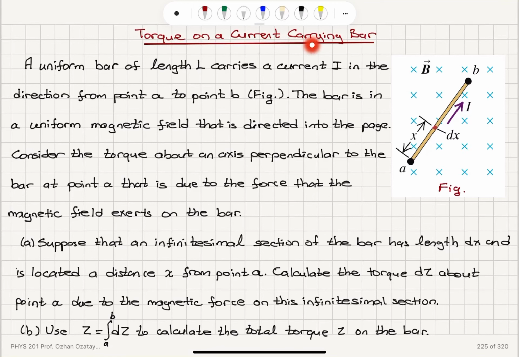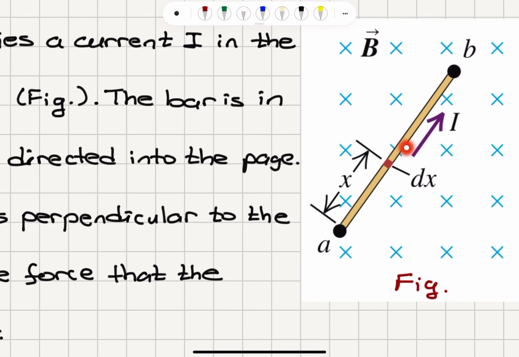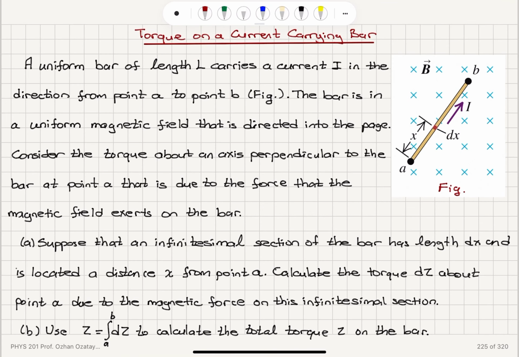Torque on a current carrying bar. A uniform bar of length capital L carries a current I in the direction from point A to point B. So this is the direction of the current. The bar is in a uniform magnetic field that is directed into the page.